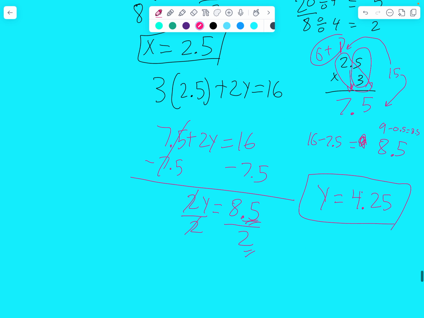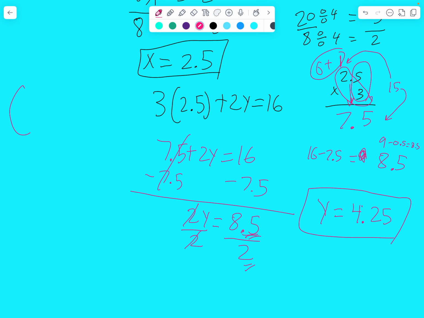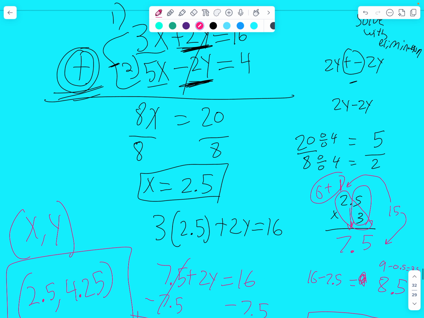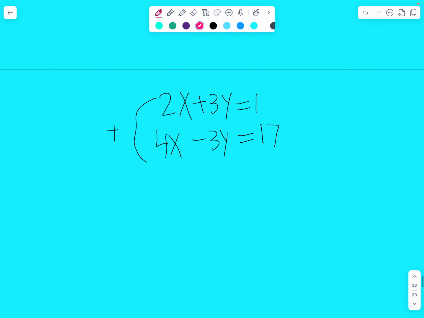But my experience in school is that your teachers want you to write it in this notation. x, comma, y. So let's do that. So the answer is 2.5, comma, 4.25. And guess what, y'all? That's your answer. It looks like a lot, but hopefully it wasn't too bad. Let's move on to the next one.